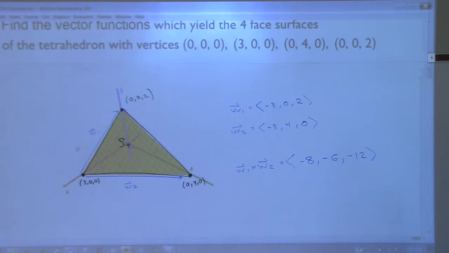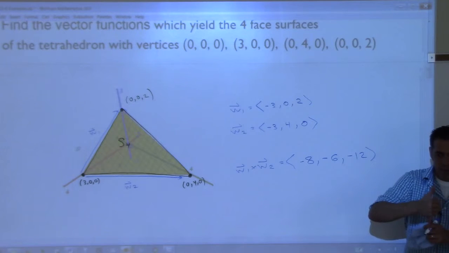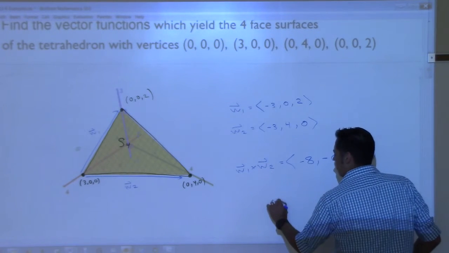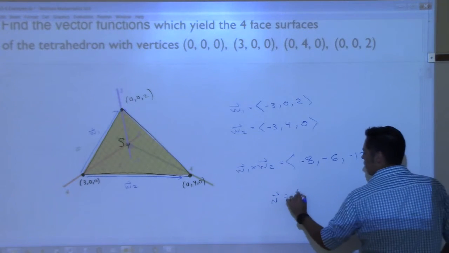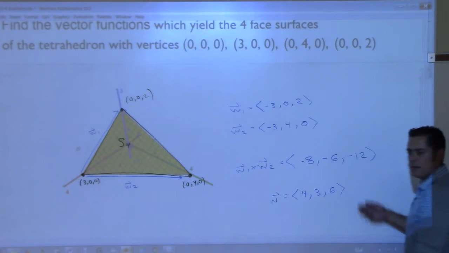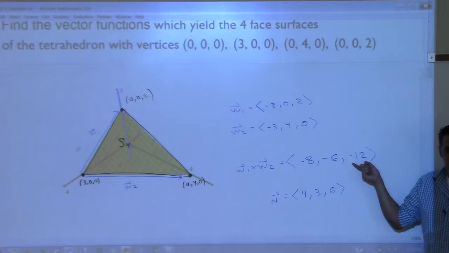Now I have to do the plane equation. I'm going to choose a different normal vector because it's any vector that's pointed in that direction, right? So I'm going to scale this down. For my normal vector, I'm going to divide everything by -2. So I'm going to use the vector 4, 3, 6. That I can use, right? Because it's just a scalar multiple of this.